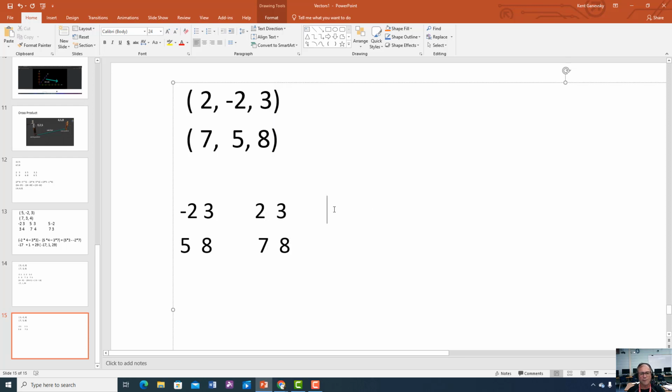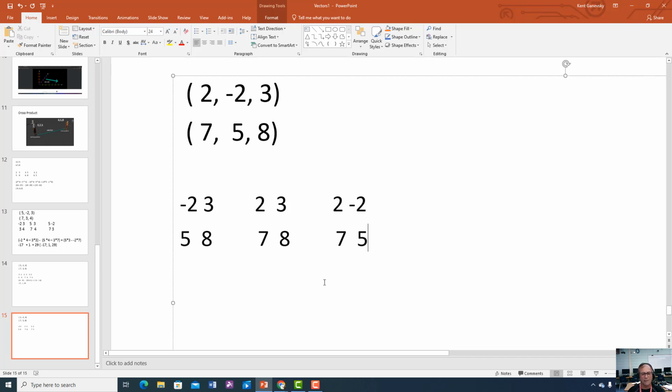And then for our last one, we're going to take these two. So 2, negative 2, 7 and 5. Now we have to drop them into the formula.